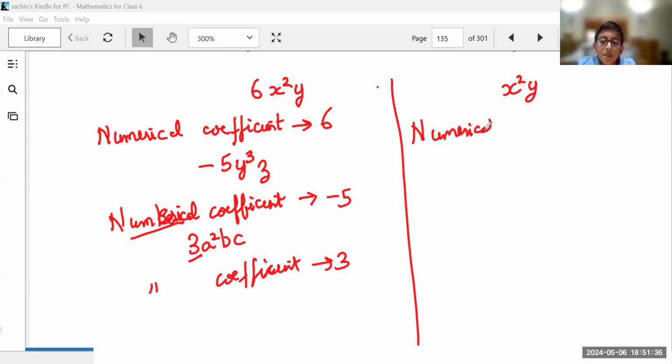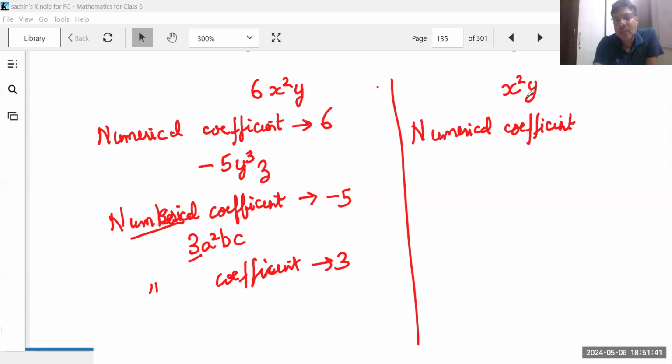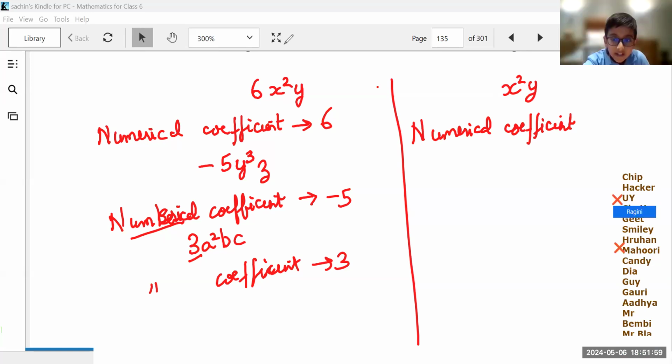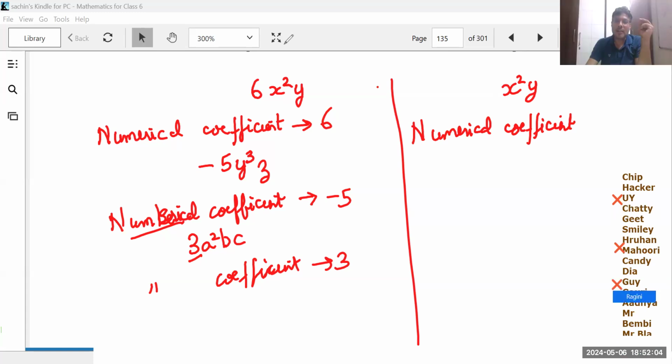Okay, let's do that. Everyone send the answer to me. 30 seconds. What is the numerical coefficient of x square y? Send to me, don't send to ma'am. I want to see how many get it correct. Mr. Bambi, it's wrong. Meher, wrong. Wasabi, wrong. Zapman, wrong. Hacker, wrong. Ruhan, wrong. Chatty, wrong. Yuva, Scooty, wrong. Diya, all are wrong.